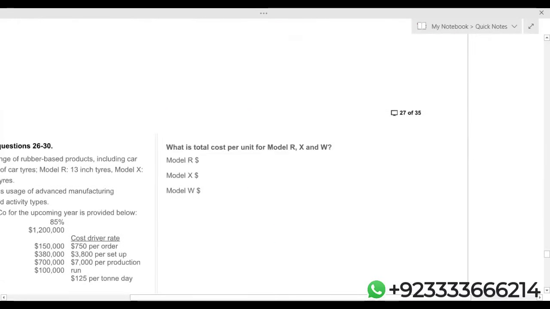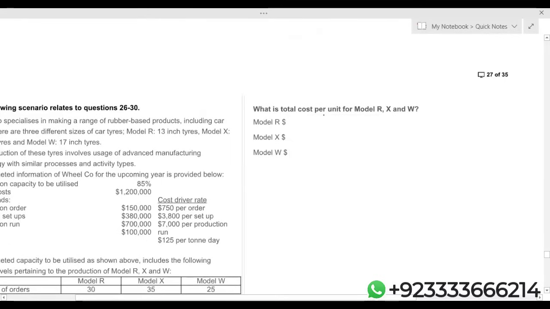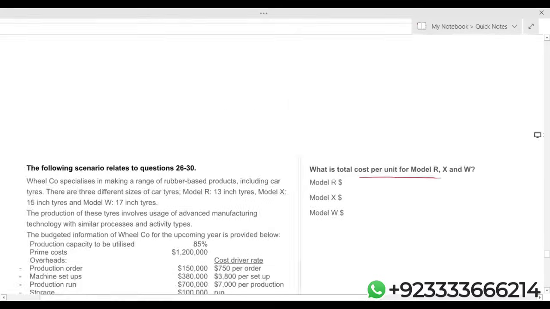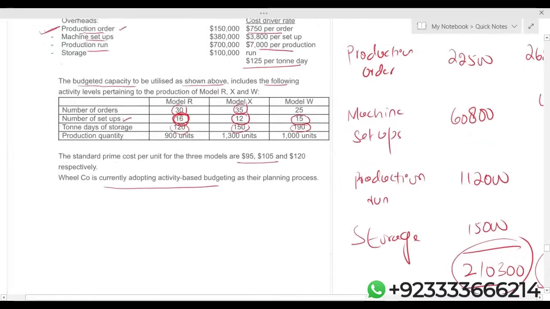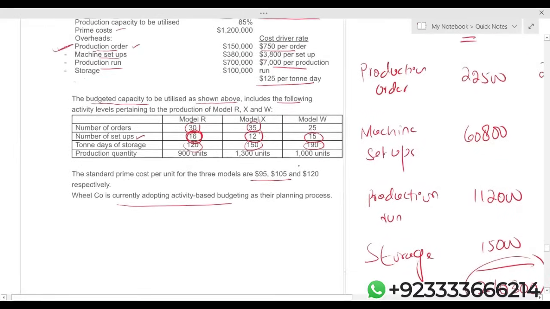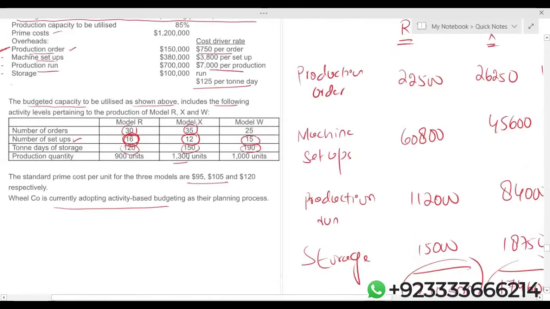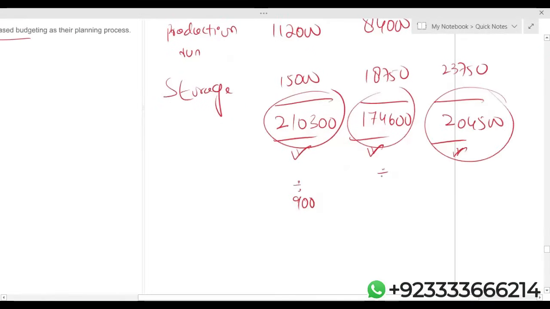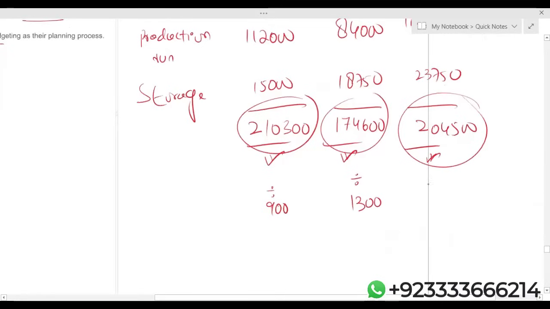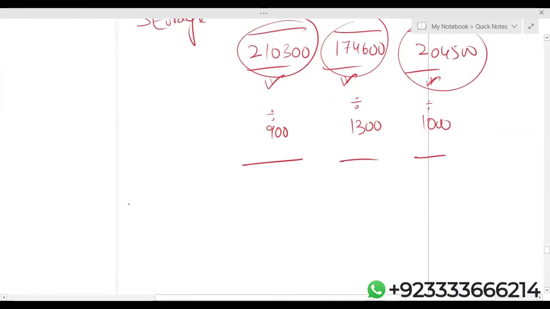Let's see the next question. What is the total cost per unit? Okay, per unit total cost. They have given us the prime cost per unit. We can calculate overheads per unit. Our number of units are 900, 1300, and then 1000. We can calculate factory overhead per unit.